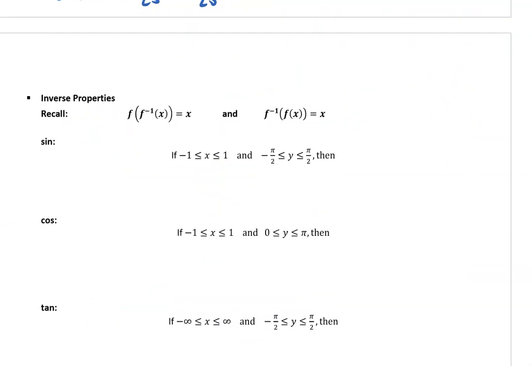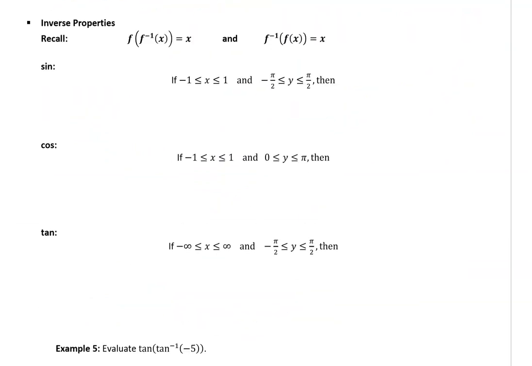Inverse properties that we're going to pick up from this is, let's just take it all the way back to our algebra skills. Recall that f of f inverse of x is equal to x and f inverse of f of x is equal to x. When you compose functions together, if they are truly inverses of each other, it outputs just x. And so if we consider our sine function, first of all, we have to remember our restrictions. That sine is restricted between -1 and 1 on the x's, and on the y's between -pi/2 and pi/2.